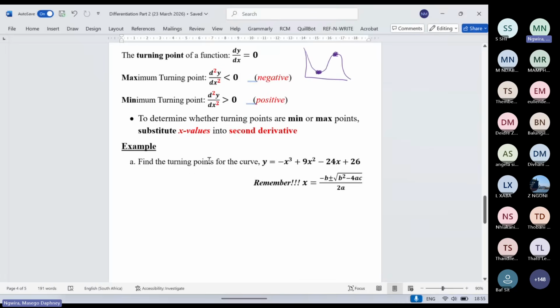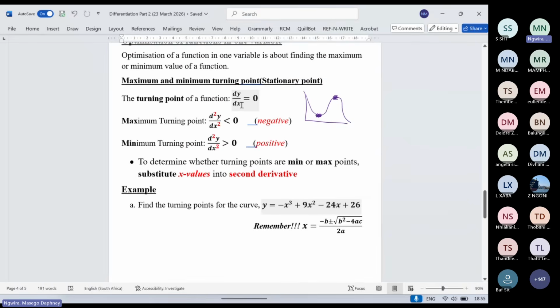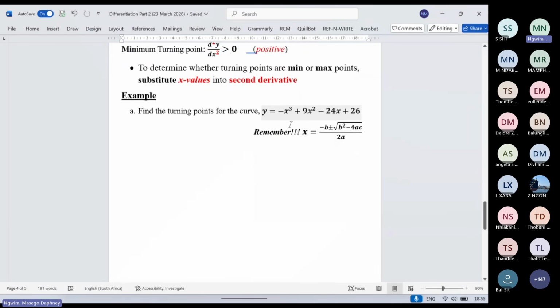So let's look at the example so that we can apply whatever I wrote here. They're saying find the turning point of the curve y equals, so this is your function. We need to find the turning points. I said that when you find the turning point, you must first derive. You find the derivative. All right. So now let's do that.